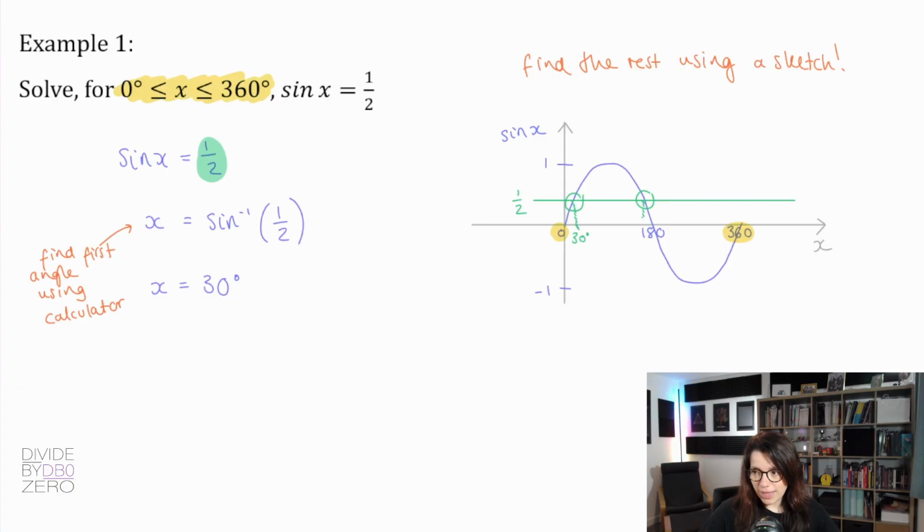The other one will be here. We just need to use the symmetry of the sine graph. Hopefully you can see that it would be 150 degrees, so 30 away from 180, and that gives us our second solution. There are no other solutions in the range, so we're done.